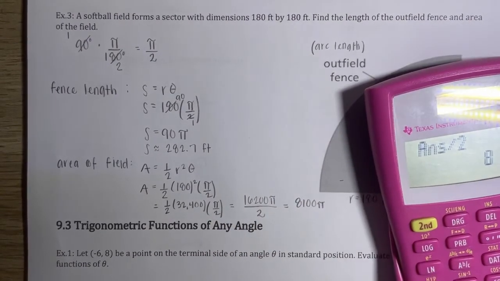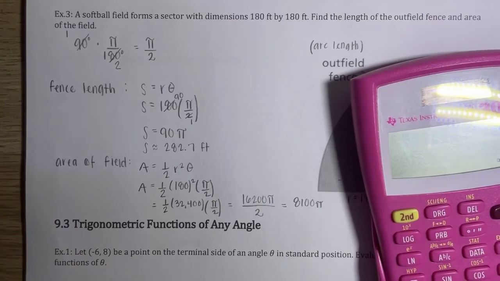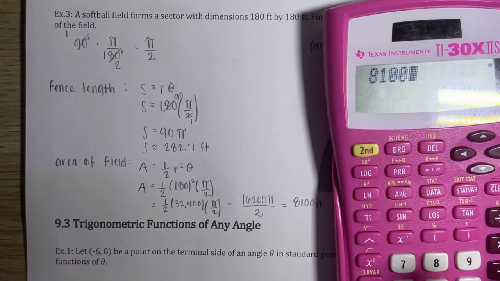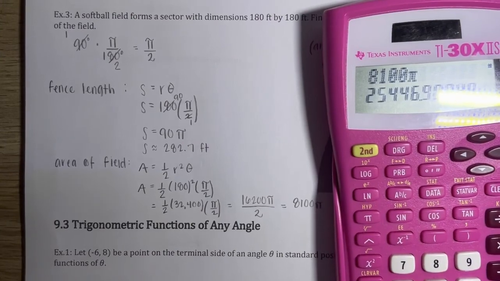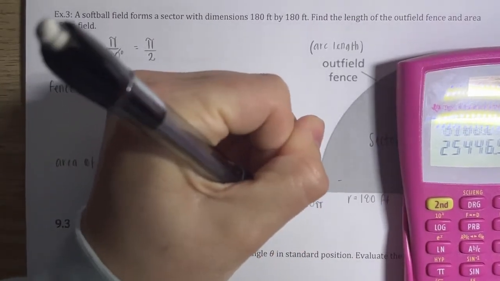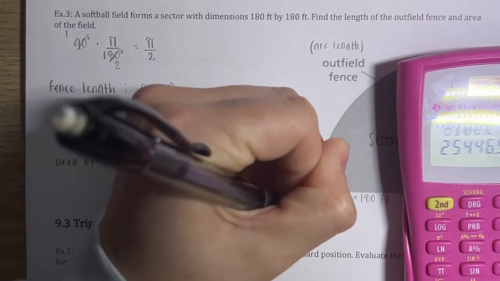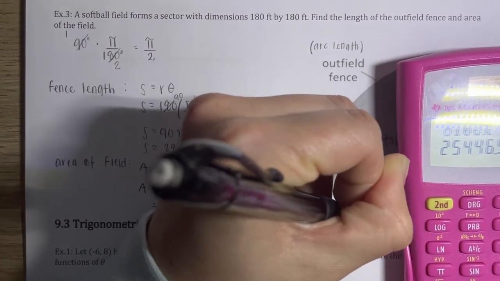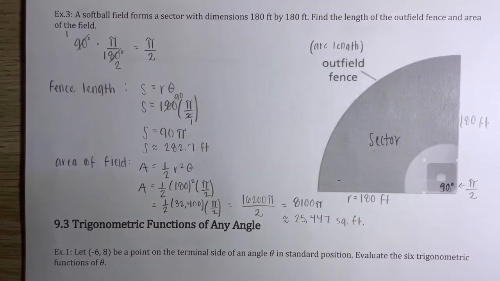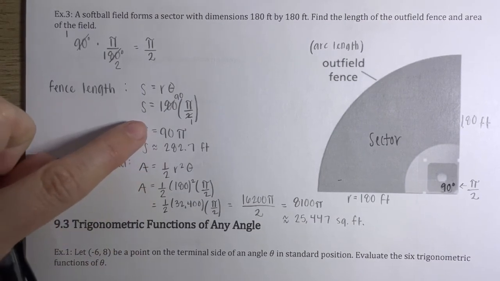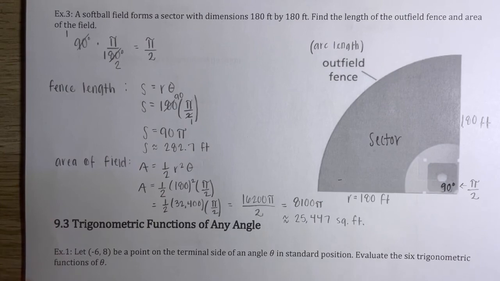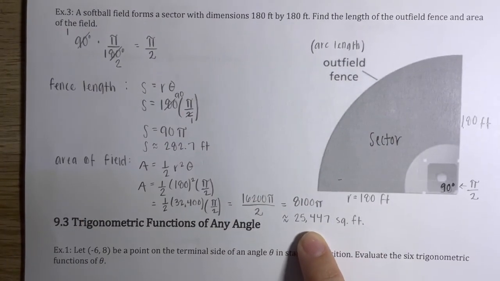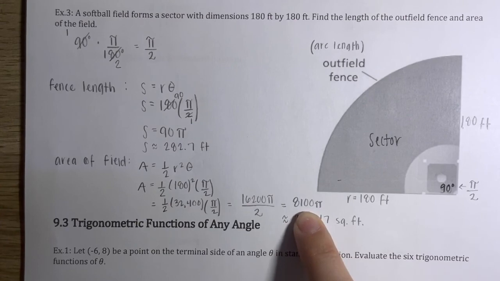And then same thing, if you want to get an approximation to get an idea of how big that actually is, you could take 8,000, multiply by pi. That's like 25,400 and almost 47 square feet. Okay, so altogether the length of the fence was about 282.7 feet or 90 pi, and then the area of the field was about 25,447 square feet or 8,100 pi square feet.